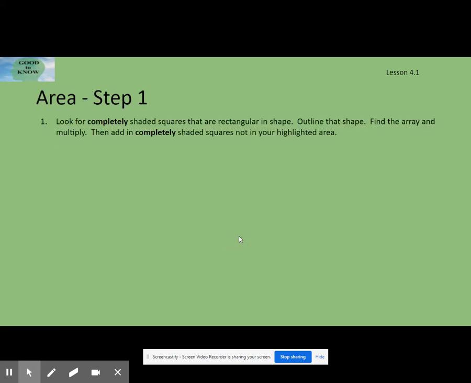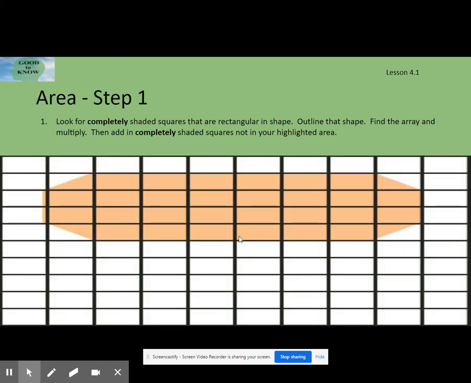Let's try one. All right, so here's our shape. Just to speed things up, yes, we could just start counting individually here. That would be okay. Another strategy might be, though, you can see I have this outlined in yellow, and that's a rectangle. You can see that. It's 6 long and 4 high. All right, so I know I can multiply that and come up with 24 squares pretty easily, save myself some counting.